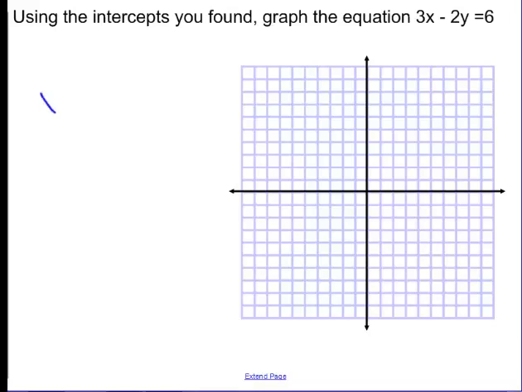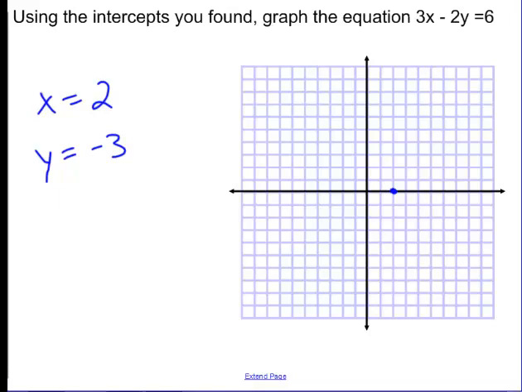So we remember then that we said, well, the x-intercept is going to be 2, and the y-intercept is going to be negative 3. So we're going to use that to graph. Well, the x-intercept is 2. That means that's where it crosses the x-axis. It crosses the x-axis at 2. So I'll start at the origin. I'll go 2 over. That is where our line crosses the x-axis.